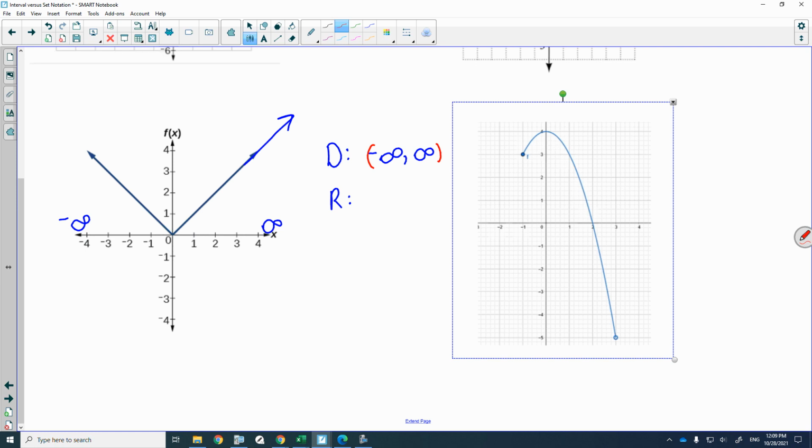For the range, for this one, if I said, what is your smallest y value? It would be right here at 0. Square bracket because it's equal to 0. If I said, what is your biggest y value? It is going up to infinity. So it would be square bracket 0 comma infinity, rounded bracket because it's infinity. Okay, do domain and range of this one.